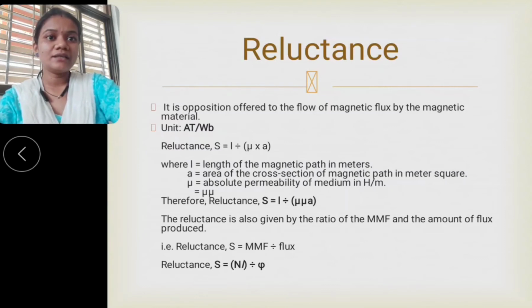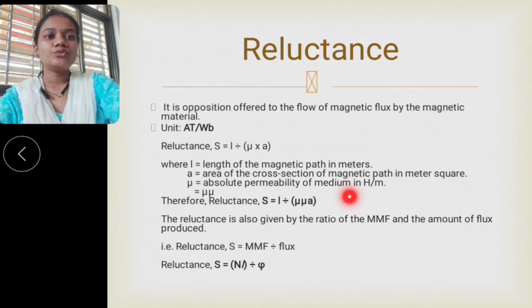Its unit is AT per Wb. So reluctance S is equal to l divided by mu into A, where l is the length of the magnetic path in meters, A is the area, and mu is the permeability constant. So mu is equal to mu0 into mur. If we put this value in this equation, then we get reluctance S equal to l divided by mu into A.